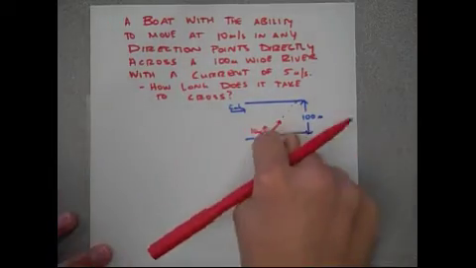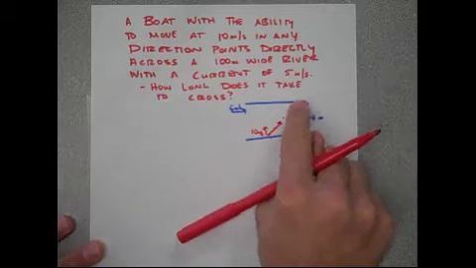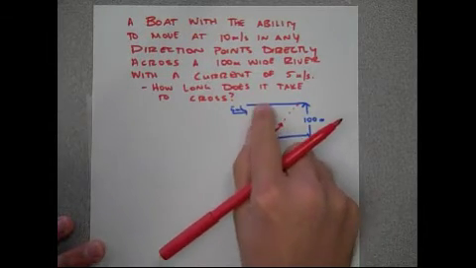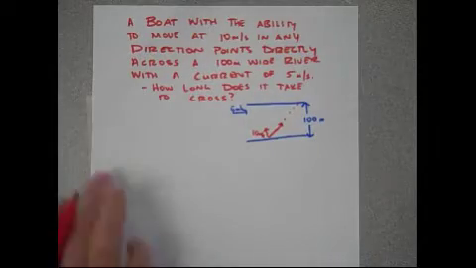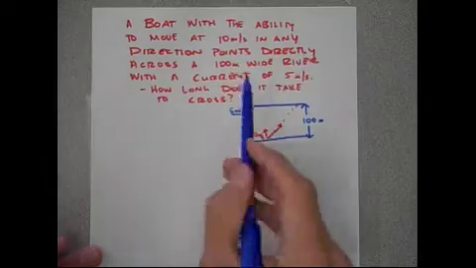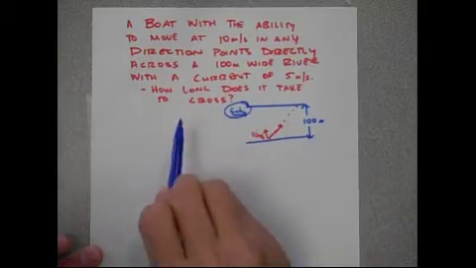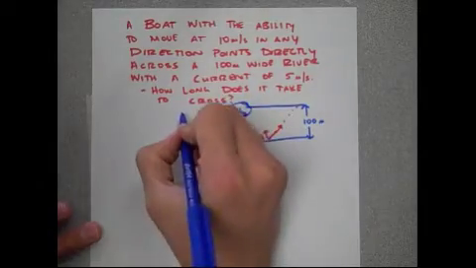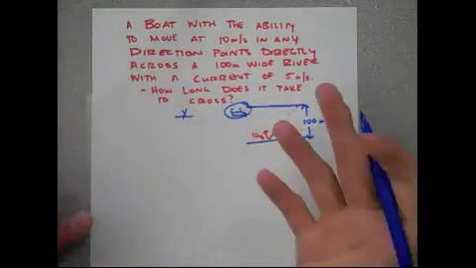So the current does have an effect on the path that the boat takes, but as far as the boat going across in this y direction is concerned, the current doesn't change that at all. It's still going 10 meters per second this way. It just now happens to have a 5 meter per second velocity in the other way. So looking at crossing the river, that's just a y direction as drawn.